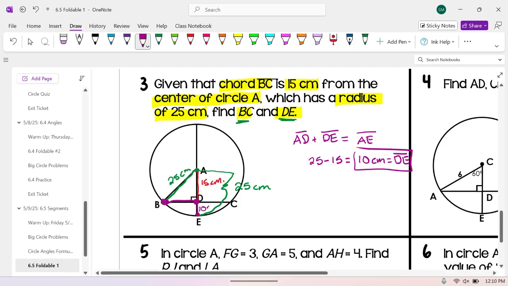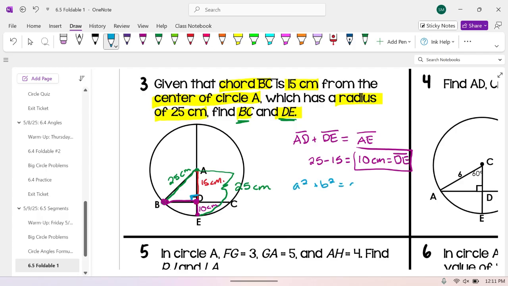So this first part right here is 10 centimeters. Now, what can I use to find BE? Or BD, sorry. Pythagorean theorem. We have a right triangle here, so we can use Pythagorean theorem. So again, that would be a squared plus b squared is equal to c squared. Now, how would I set it up using the Pythagorean theorem? Someone besides Jasmine.